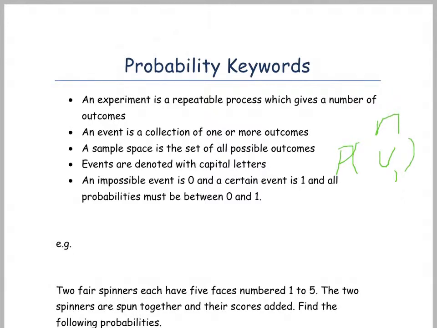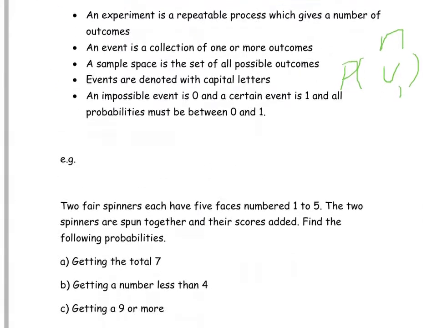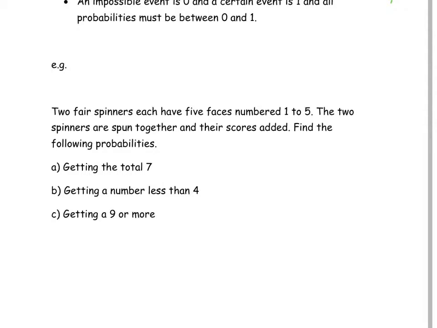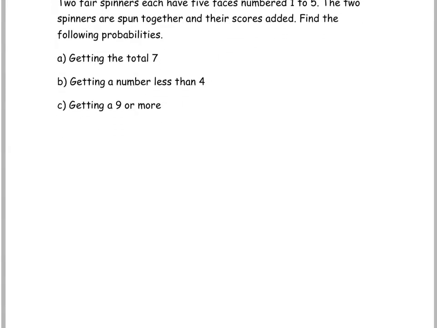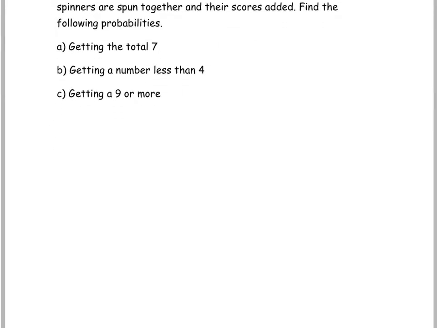So hopefully those key terms are going to be used a lot through S1, and you're going to get used to hearing them. So we're going to be using the word events a lot, and, or, not notation quite a lot, especially when looking at probabilities. So let's just have a look at a sample space diagram here and then use it to calculate through probabilities. So it says 2 fair spinners each have 5 faces numbered 1 to 5. The 2 spinners are spun together and their scores are added. Find the following. Get the total of 7, getting a number less than 4, and getting a 9 or more.